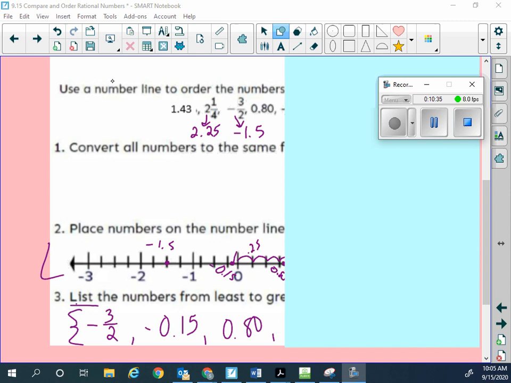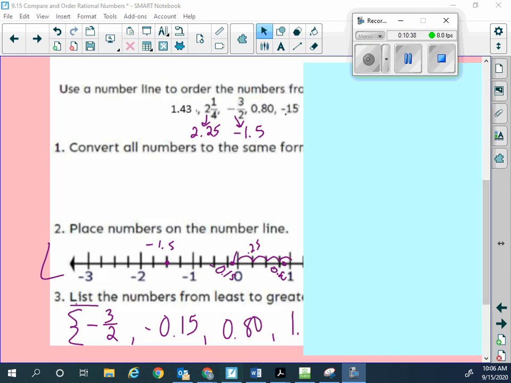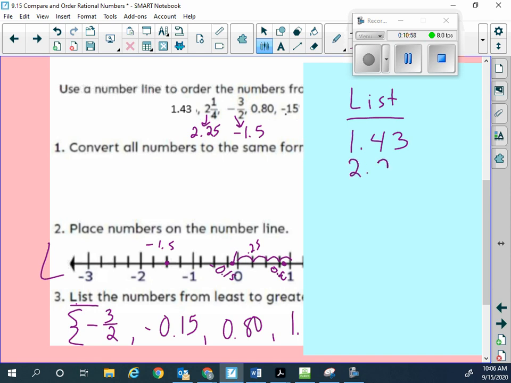Okay, ready? So what I was saying is that another way you can do this is to make a list, okay? And list the numbers. If you don't have the greatest handwriting, this is going to be a little bit more difficult for you. When you make your list, 1.43, you want to make sure you line up the decimals. So the next one will be 2.25, and then negative 1.5, 0.80, and then negative 0.15, okay? All I did was list the numbers. I haven't ordered them yet. I just put them there, and I've lined up the decimals, okay?